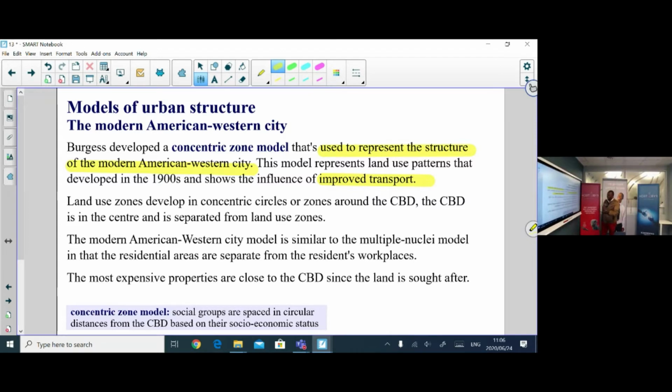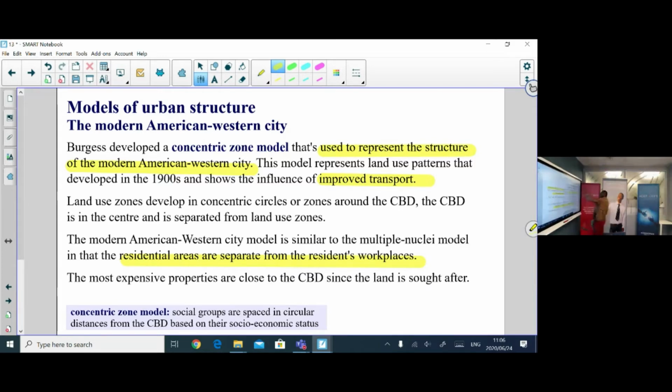The modern American Western city model is similar to the multiple nuclei model in that the residential areas are separate from the workplaces. So that's where the difference is. It is different from the multiple nuclei in that residential areas are separate from the residents' workplaces.